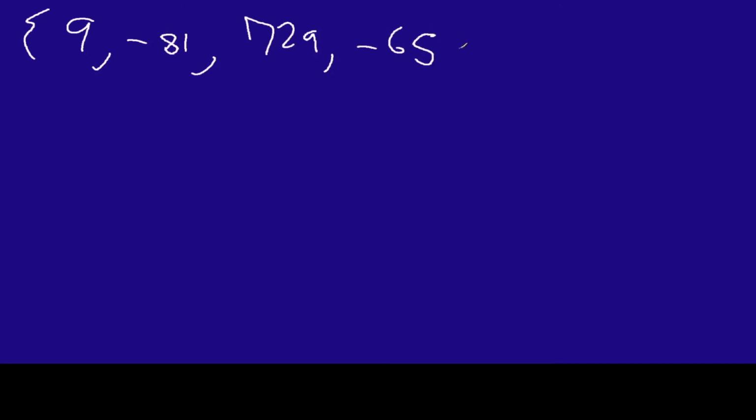So our first example is going to be as follows. We're going to have the sequence of 9, negative 81, positive 729, negative 6,561, like so. And then of course we're going to have our ellipses after that, and we're going to close it out like this. So these are the terms that we have, and so we need to try to figure out, okay, so what is the actual explicit formula in this particular situation?